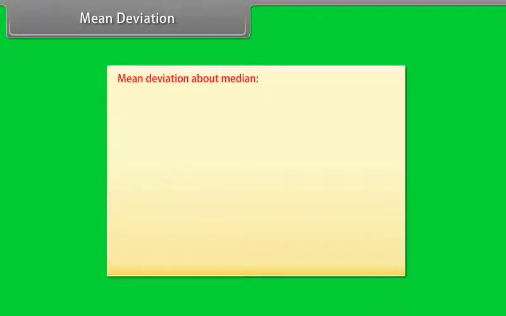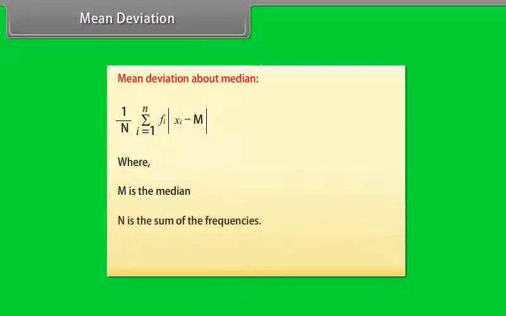Mean deviation about median. First, we find the median. After that, we find the mean of the absolute values of the deviations from the median. And then, we find the mean deviation as the summation from i equals 1 to n of the product between frequency fi and the absolute values, divided by capital N, where M is the median, N is the sum of the frequencies, and i belongs to 1, 2, up to n.